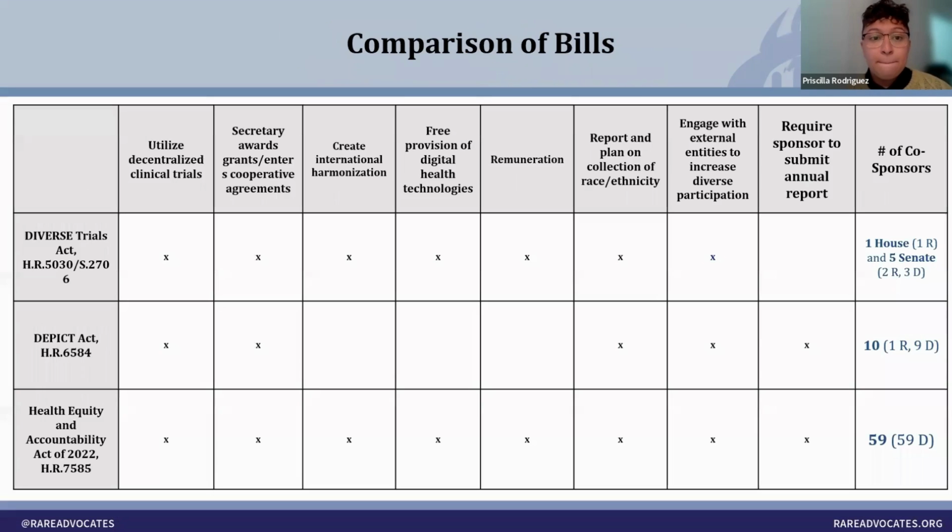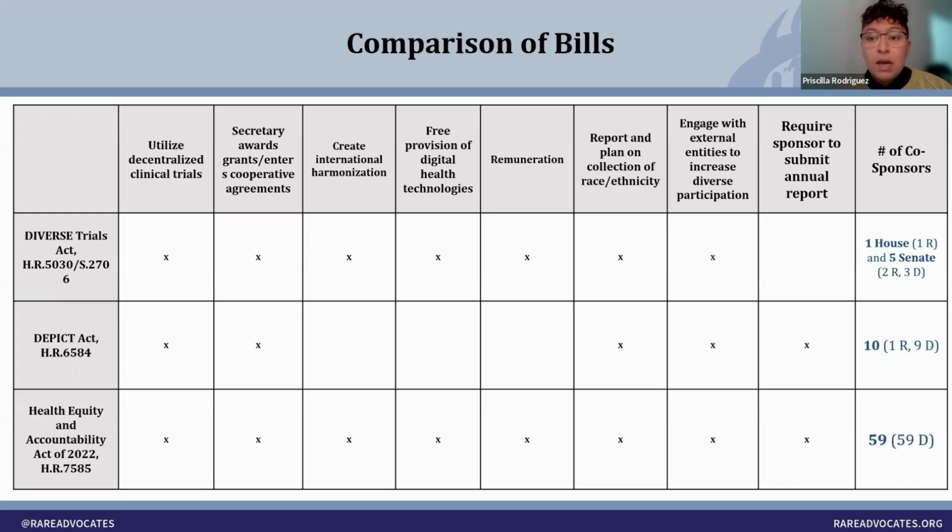So there are similarities and differences between the three bills. As you can see, each bill discusses utilizing decentralized clinical trials. It talks about the secretary awarding grants and/or entering cooperative agreements, reporting and planning on the collection of race and ethnicity, and engaging with external entities to increase diverse participation in clinical trials. The Diverse Trials Act and Health Equity Act both discuss creating international harmonization and remuneration, so providing participants funding during clinical trials. And the DEPICT Act and Health Equity Act both require the sponsor to submit an annual report discussing enrollment targets.